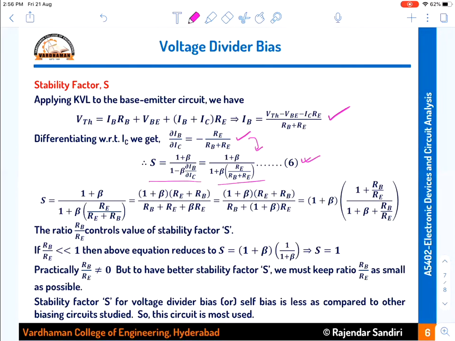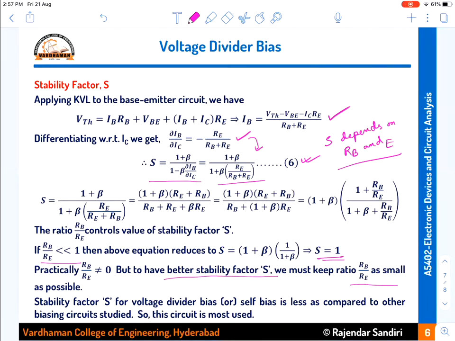Again, this equation number 6, stability factor, depends on RB and RE. You have to suitably choose this RB and RE values, such that your stability factor will be as small as possible. Okay, and I have given some example also here. If RB by RE is very much less than 1, then the stability factor becomes 1. Okay, and practically RB by RE is not equal to 0, but to have better stability, we must keep this ratio of RB by RE as small as possible. That means RB should be small, RE should be large.